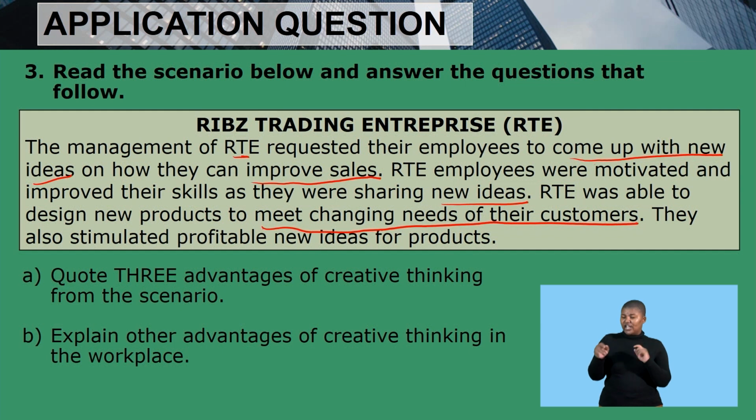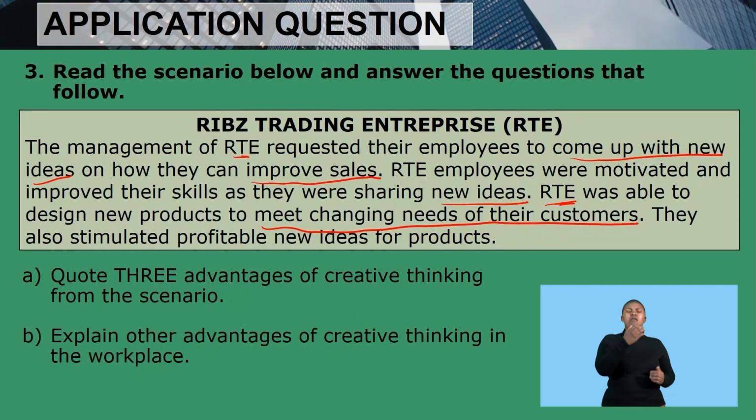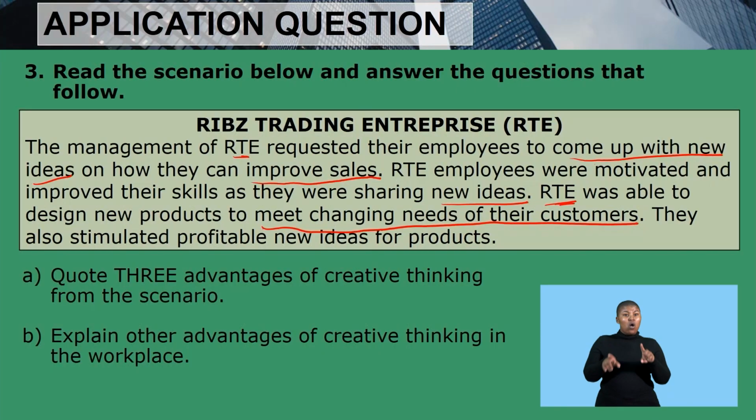This year, this is what you like. Next year, due to change of whatever, maybe a change of season, maybe change of style, change of taste, then your needs, they change as a customer. So it says here, RTE was able to design new products to meet changing needs of their customer. It's a good ability as a business to be able to design new products to meet the changing needs of their customers. They also stimulated profitable new ideas for the products.